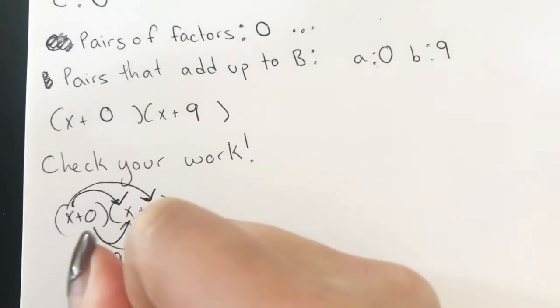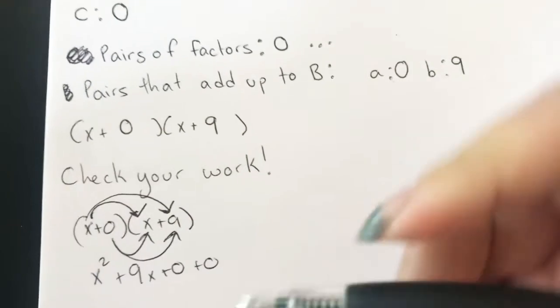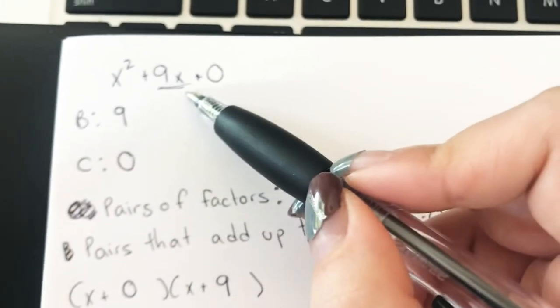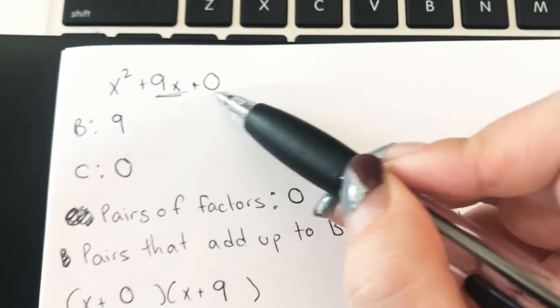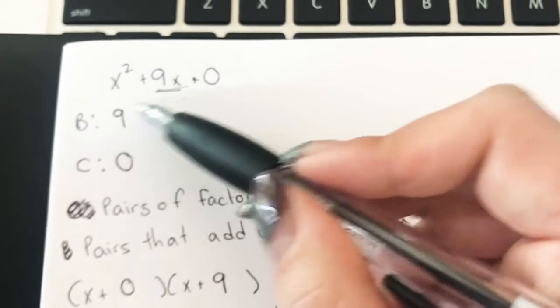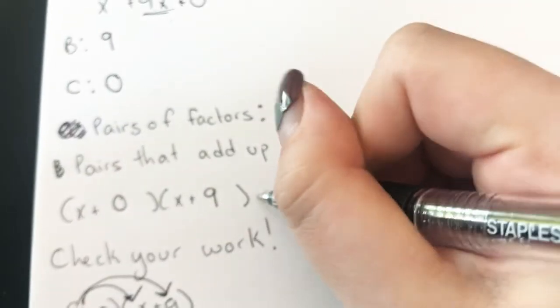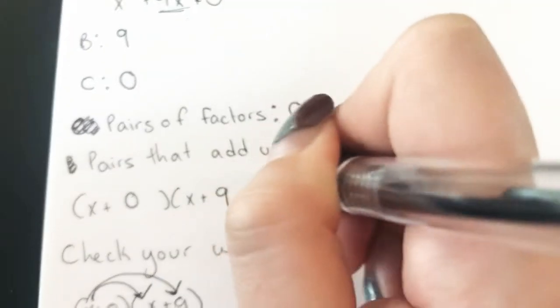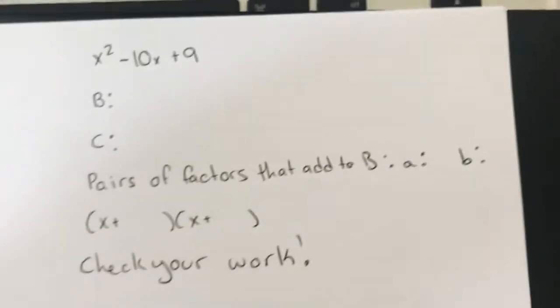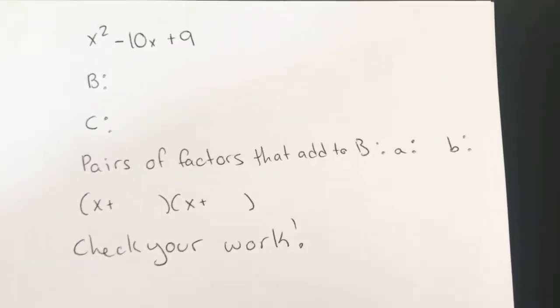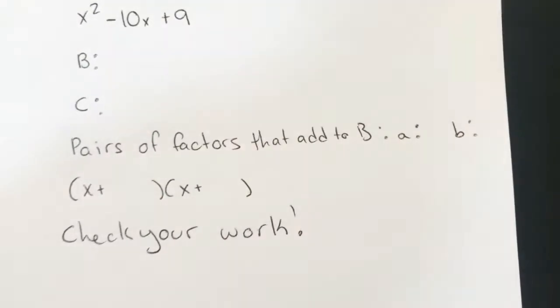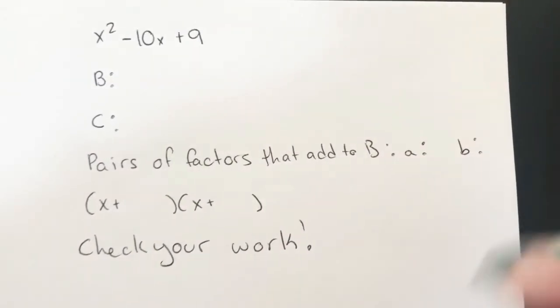So that leaves me with x squared plus 9x. Does this match x squared plus 9x? Yes, I did add this 0 here, but again, that's equivalent because adding 0 keeps it the same. So what that shows me is my factored form here that I found is correct, and this is my answer, writing this in factored form. Now, moving over to this next one here, I have x squared minus 10x plus 9.